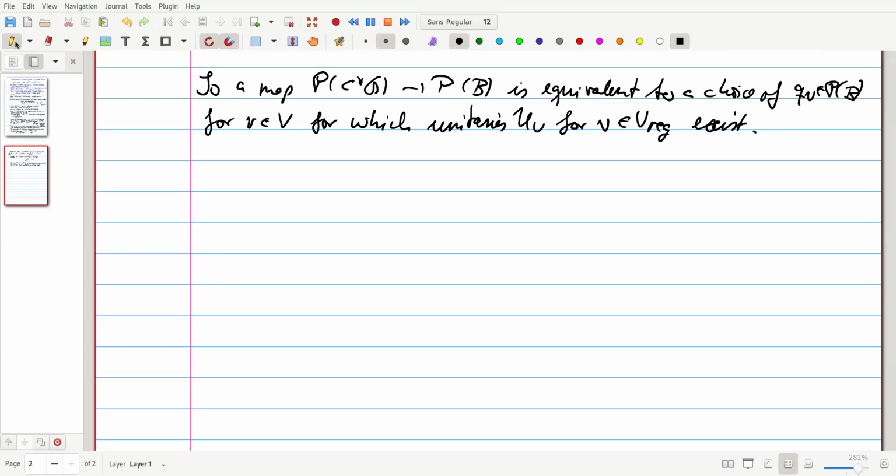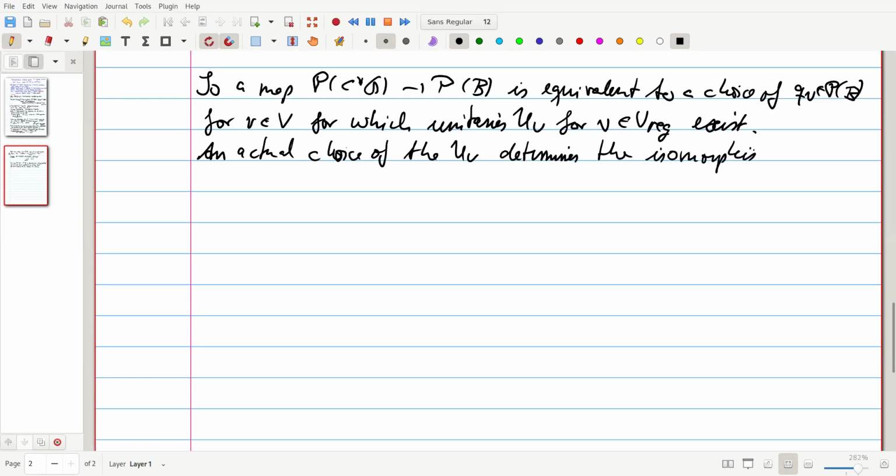So at the moment, we have only talked about existence of these unitaries. Of course, to get the correspondence, we have to choose these unitaries. So an actual choice of the correspondence. It was a typo again.